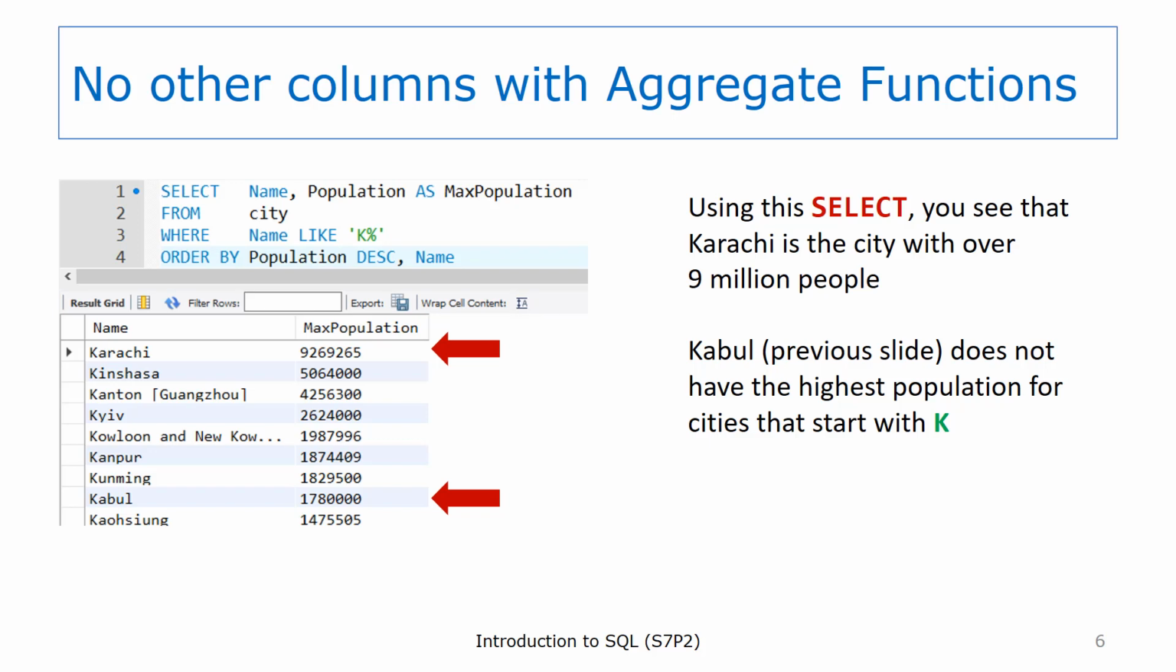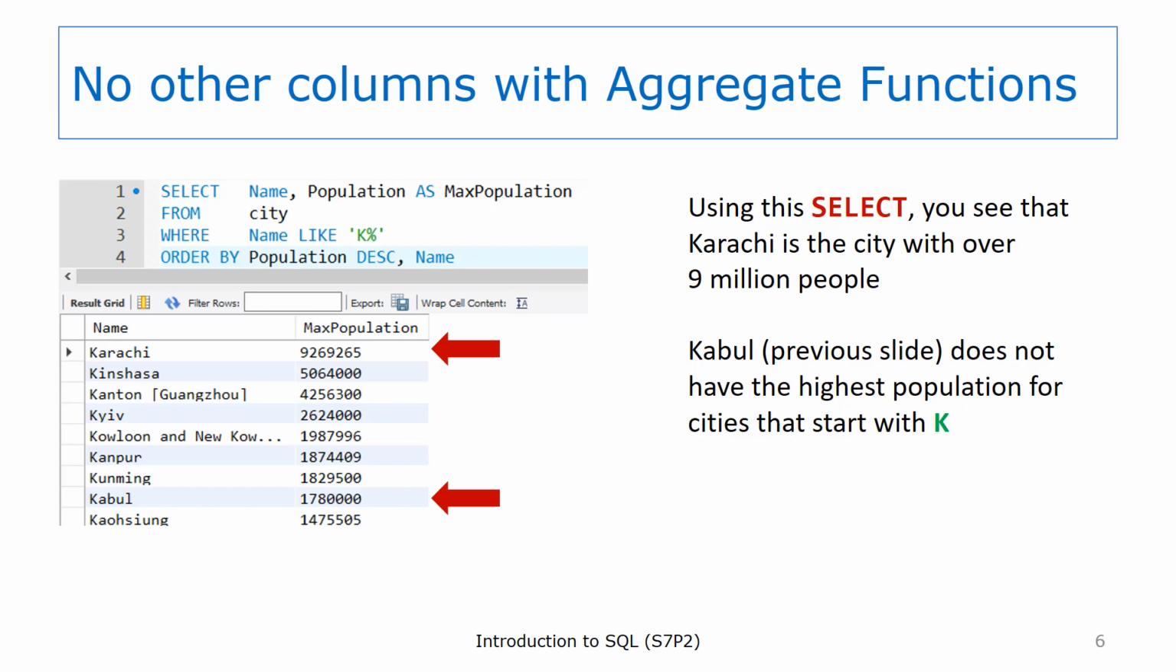It turns out that you can't specify a column name in the select column list when you are using aggregate functions. That is because as soon as you include an aggregate function, the function is applied to all of the rows in the result set. So on the previous slide, the max function did select the correct largest population value. But why did Kabul show up as the city name and not Karachi?